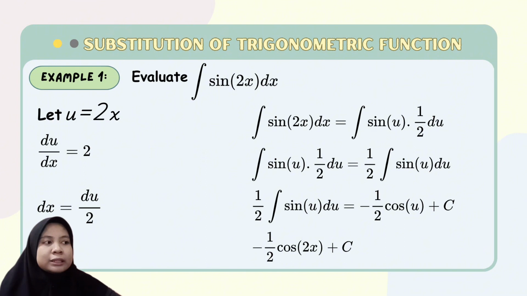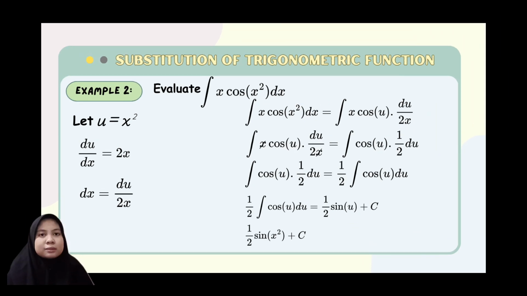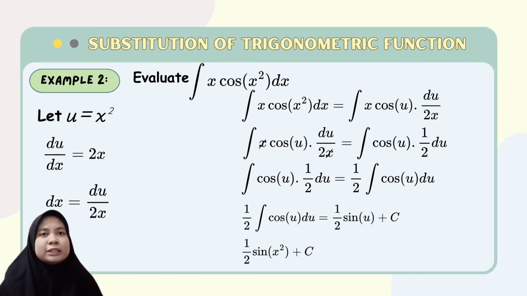Integrate sin u with respect to u, which is negative cos u plus c, where c is the constant of integration. Substitute back u equal to 2x to get the final answer. 1 over 2 integral sin u du equal to negative 1 over 2 cos 2x plus c. Next, we will look at example 2.